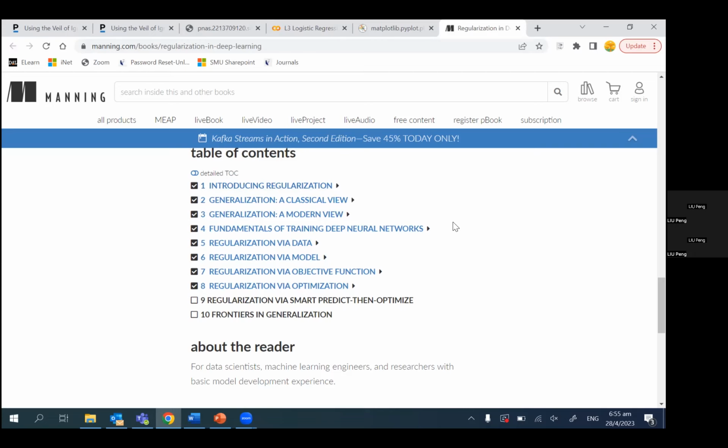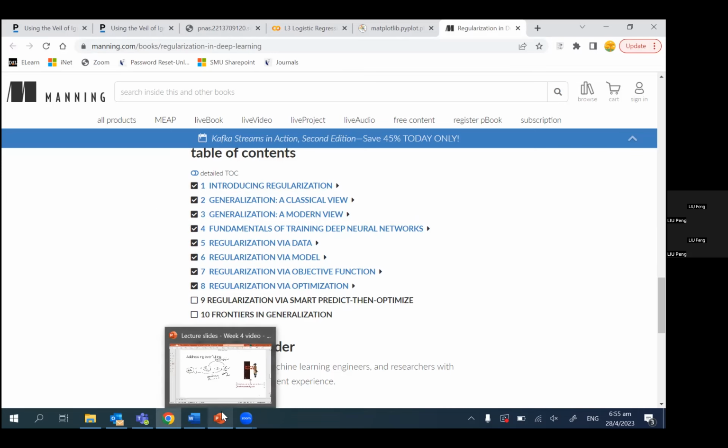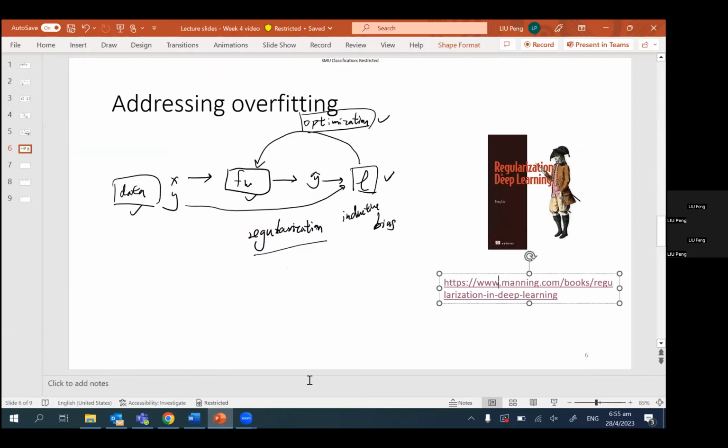This is just a book still in development, and there are other interesting topics as well. For example, how do we regularize via the so-called smart predict-then-optimize? All these are exciting topics, and it is an active area of research. So yes, if you're interested, hopefully you can take a look as well.